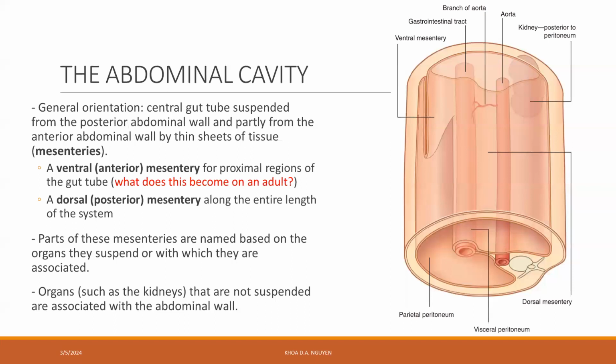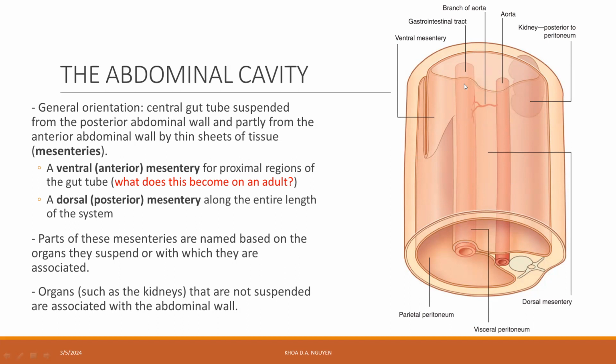The abdominal cavity is a very, very big cavity that extends all the way from the superior diaphragm all the way down into the pelvic inlet. All right. And the general orientation of the abdominal cavity is a central gut tube, the gastrointestinal tract right here, that is supplied by branches of the aorta.